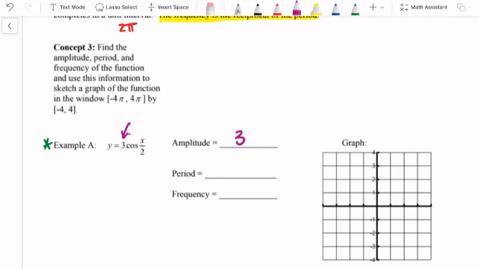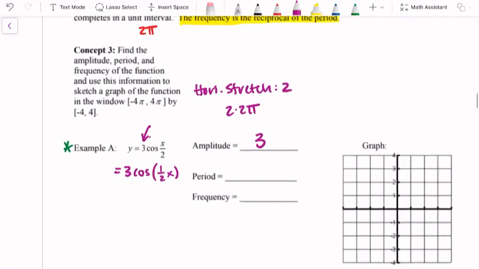Next up, we're going to find our period. I might rewrite this a little bit. This is 3 cosine, and our coefficient on x is 1/2 x. To find our period, I like to find our horizontal stretch or shrink. This number is 1/2, so we're going to have a horizontal stretch of 2. To find our period, I'm going to take 2 and multiply by 2 pi. So our period is 4 pi.